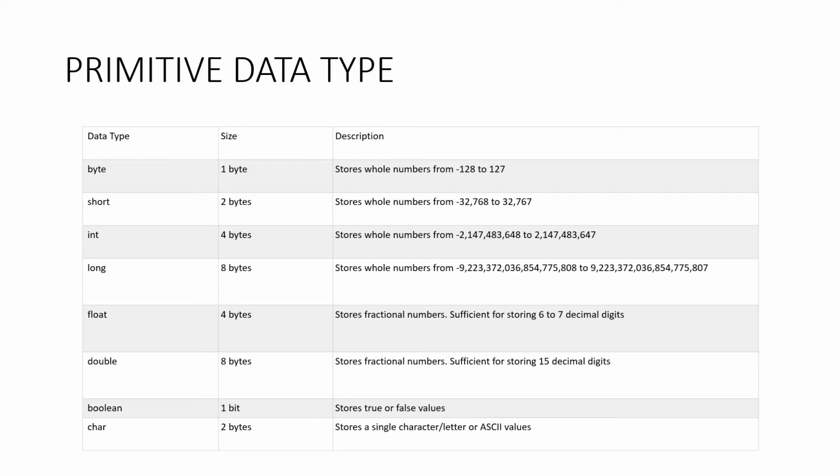Float means it stores decimal numbers. Double also stores decimal numbers, but float is of 4 bytes and double is of 8 bytes. When you see long, it's also 8 bytes. Int is also 4 bytes. But both int and long are used to store whole numbers. See, its variation is given from minus to plus, how it varies. It's given here. Long is of 8 bytes. So this table is very important.